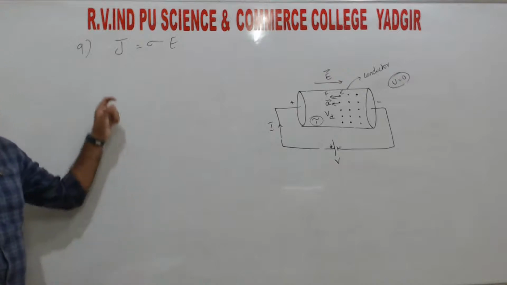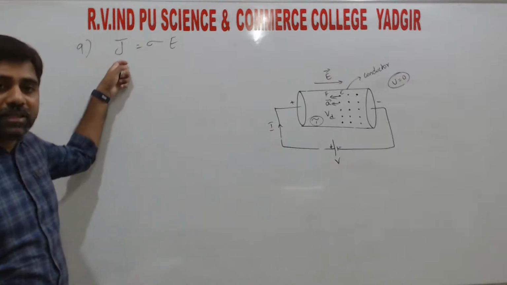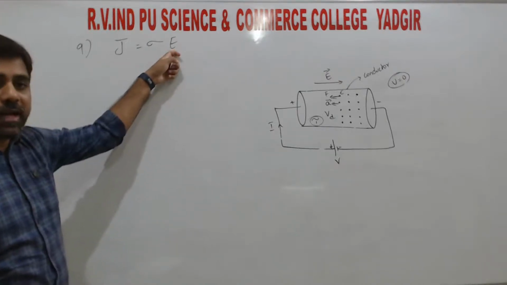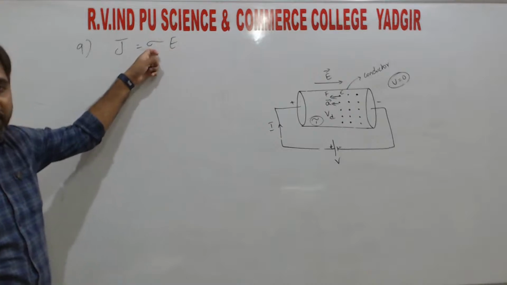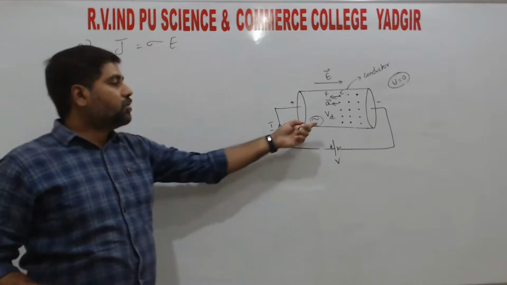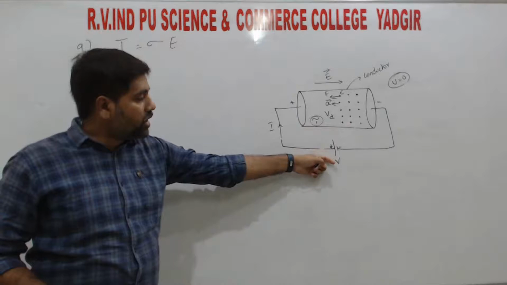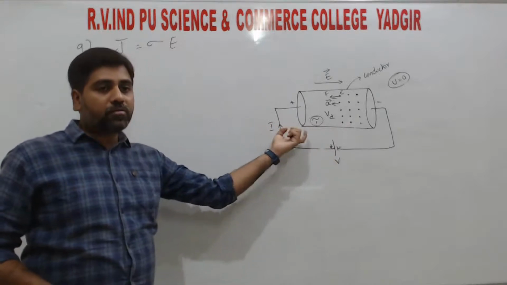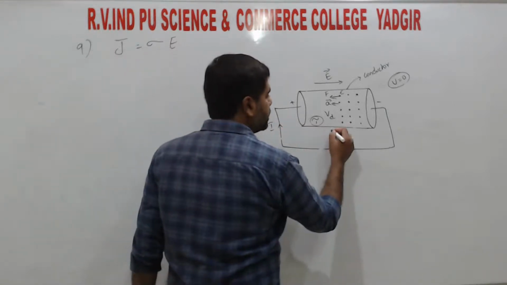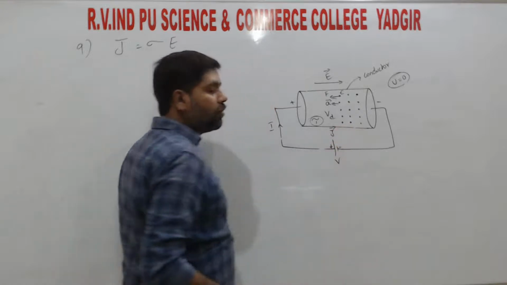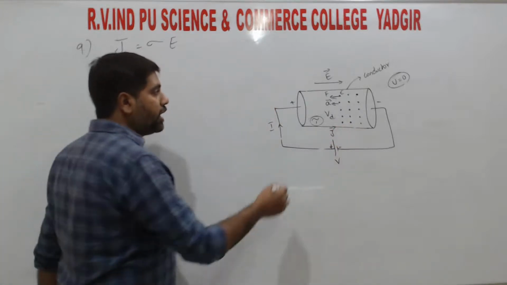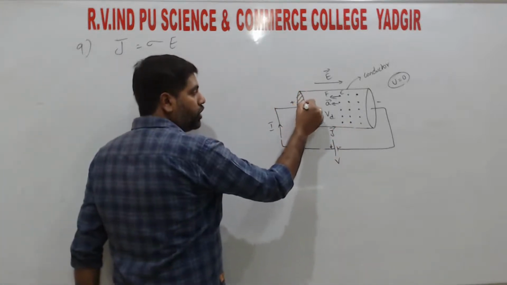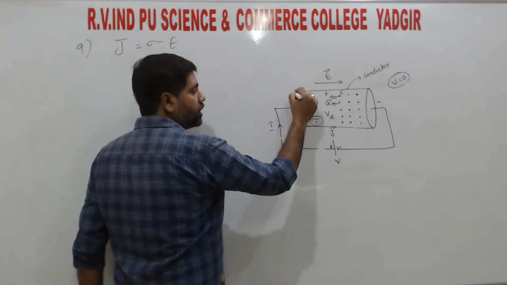So where J is the current density, E is the electric field and rho is the conductivity, right? Again, the same conductor is connected to an external source and the current is flowing, so we get the current density J. It is also a vector: the current moving per unit area of cross section, right?